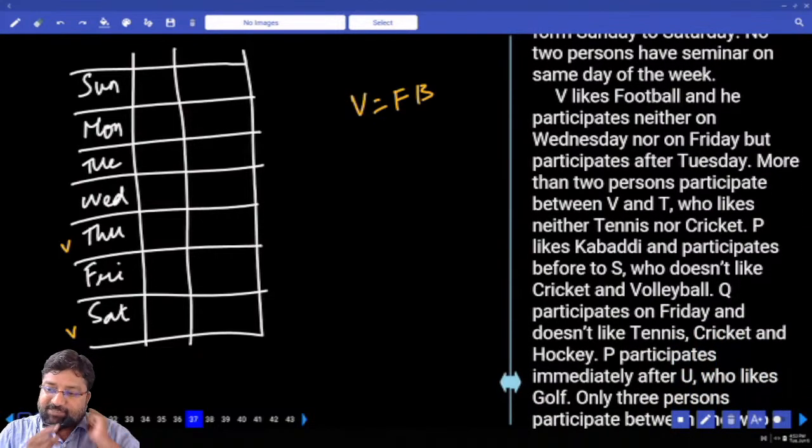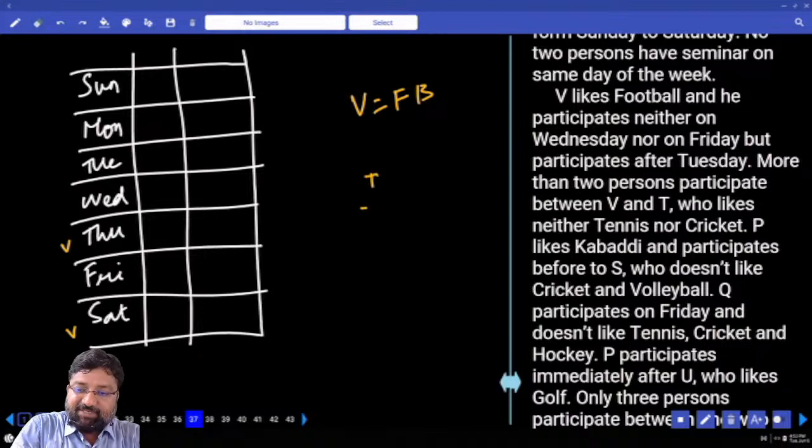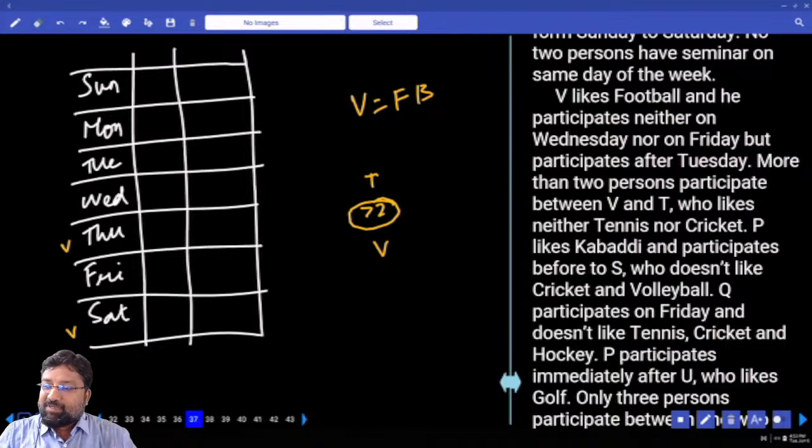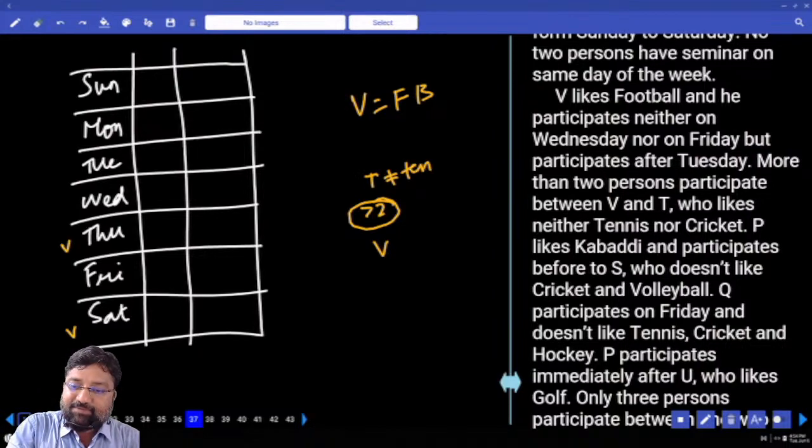More than two persons participate between V and T. One thing is for sure, 100% guarantee, T should be before V. Right? So T should be before V. This is T, greater than two people, this is V. T likes neither tennis nor cricket.